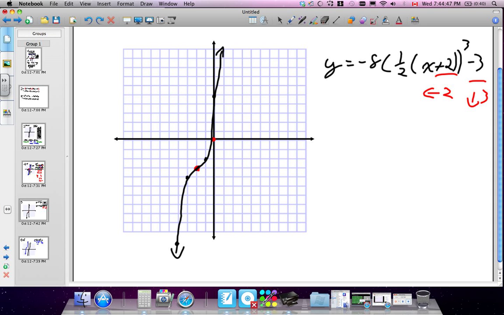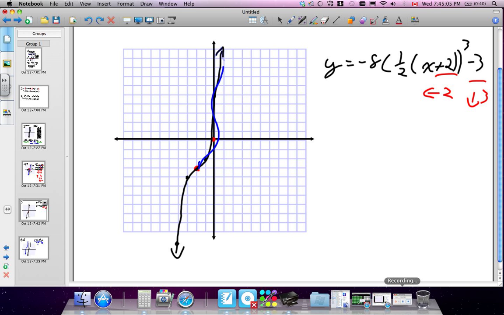Because it doesn't hit... This was our point here. Remember, that was one of the points we had? I knew it didn't hit till there, so I tried to stay as close to the line until there, and then it took off. But if you're sketching it and you just drew it like this and came back, that definitely would be no.